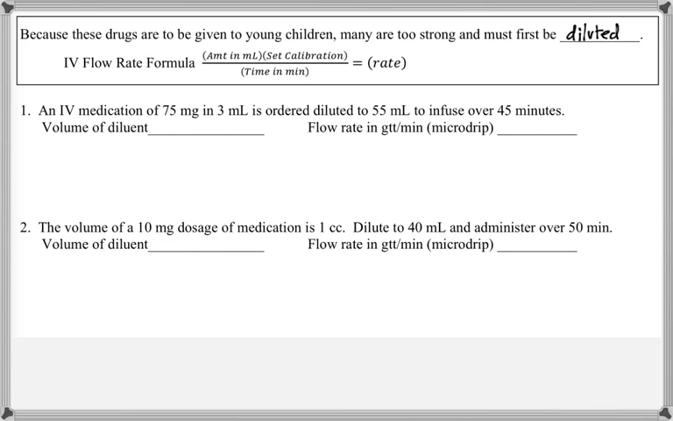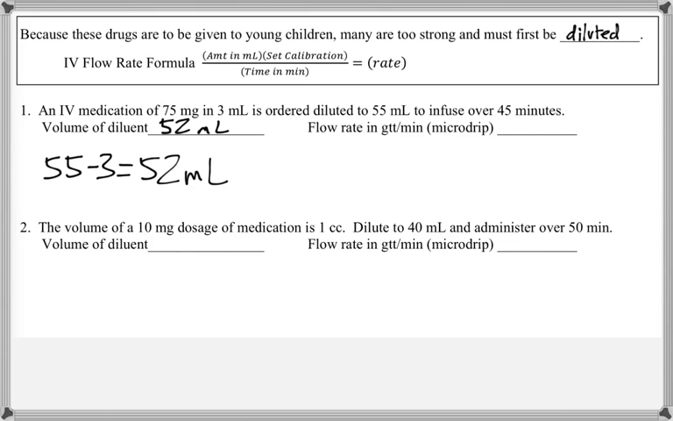So the medication already has 3 mLs, and we're trying to dilute it to 55 mLs. So to figure out how much diluent we need to add, we just need to subtract 3 from 55. And that will get us 52 mLs.